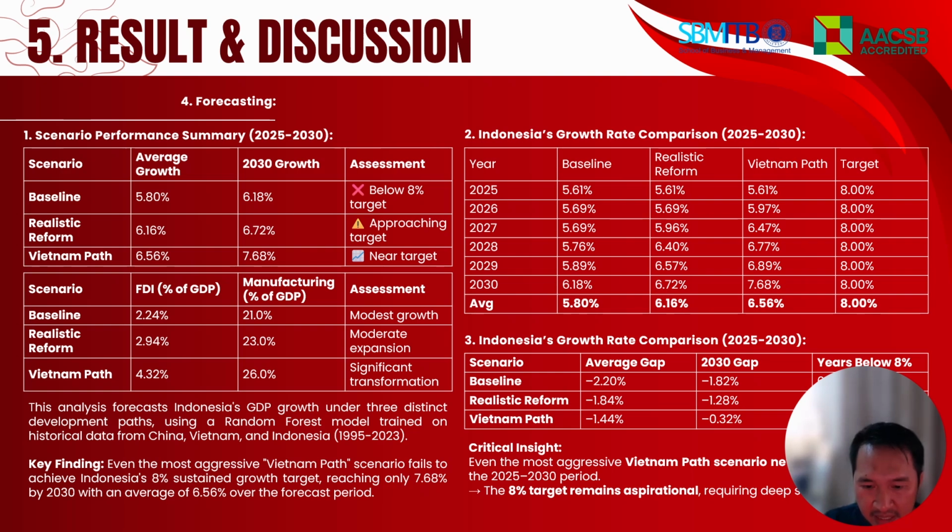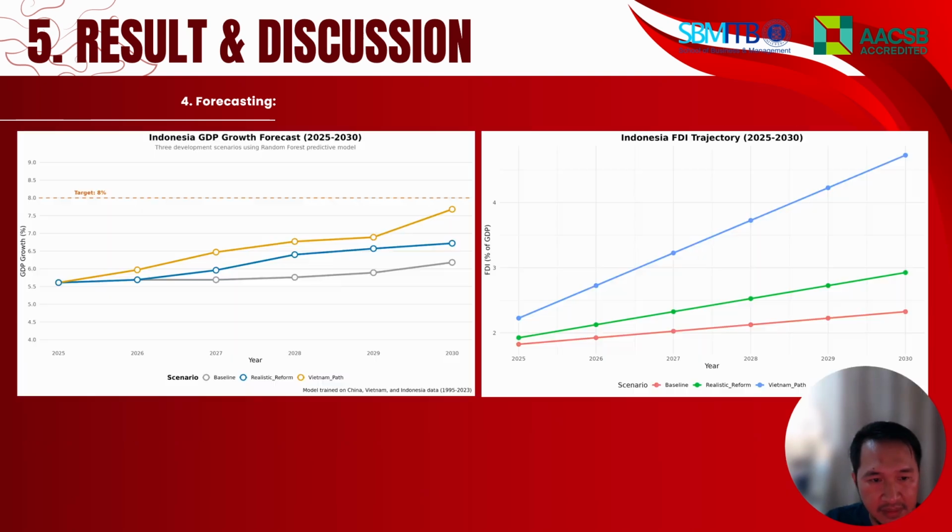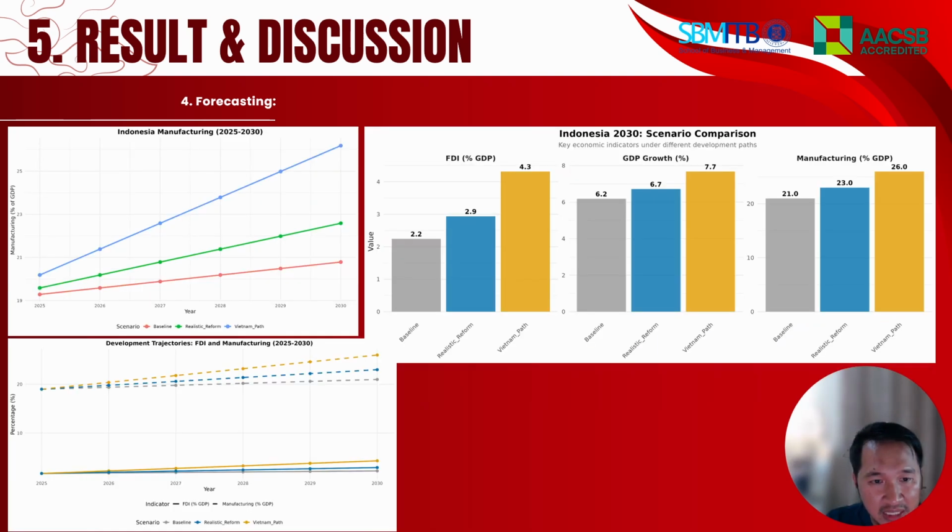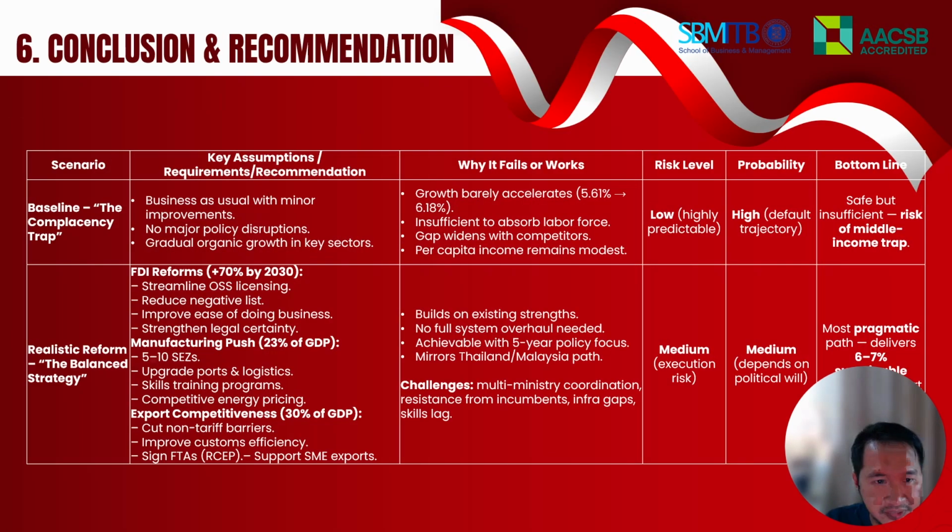As you can see, there is a critical insight: even the Vietnam path scenario still does not achieve the target. Here is the result of the forecasting of Indonesia's GDP growth until 2030. This is Indonesia's FDI trajectory to 2030. This is Indonesian manufacturing. This is the Indonesia trajectory for FDI and manufacturing. And this is a scenario comparison. You can see the detail.